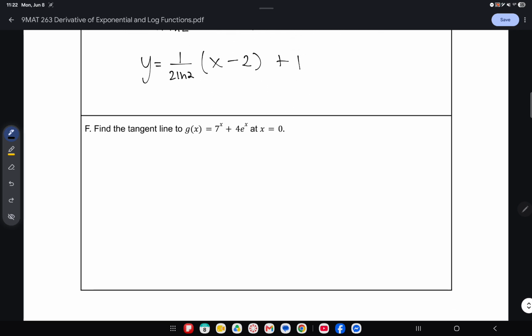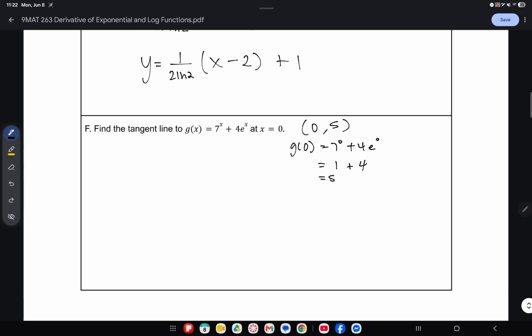Right, find the tangent line to this one. So I'm going to do the point again. So I've got to find g of 0. So 7 to the 0 plus 4 times e to the 0. Anything to the 0 power is 1. So 1 plus 4 times 1, which is 4, to give me 5.